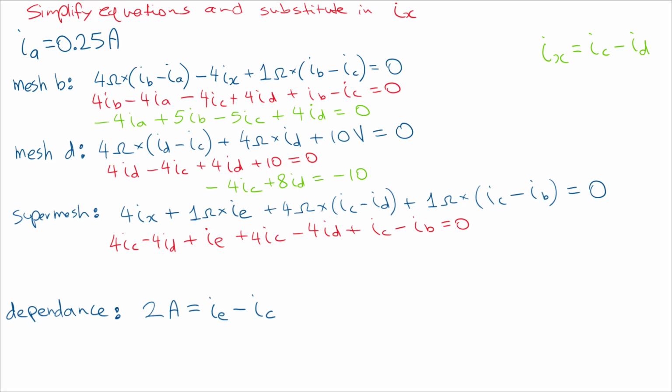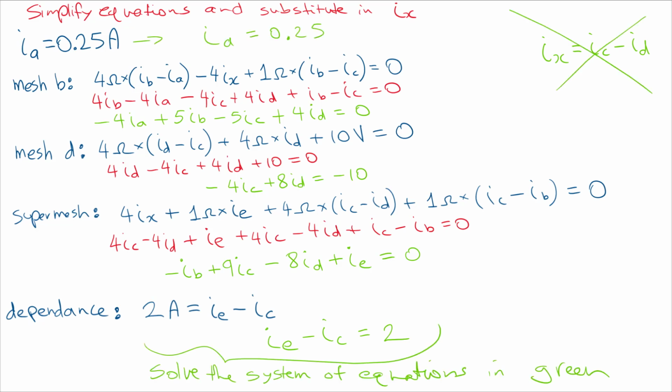We can go further for the super mesh equation. What I've done here is I've substituted in IX, or the equation for IX, and simplified the equation, dropped the units, and then that simplifies to the equation in green. Then I simplify the dependence equation, drop the units, and put it in a standard form, although I could have switched the positions of IE and IC. Then we're going to have a system of equations, and I'm going to write IA in green as well, and get rid of IX because we don't need that equation anymore because we substituted it in.